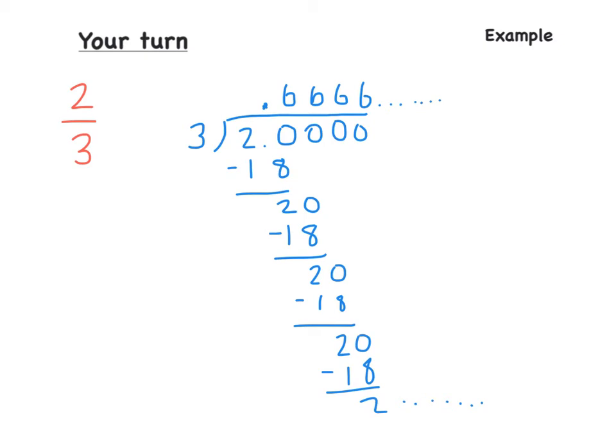So if you want to rewrite it, you could write it as 0.6 with the bar over top of it. That's bar notation again. So we have 2/3 is equal to 0.6 repeating. This is one of those that you need to memorize. So 2/3 is 0.6 repeating.